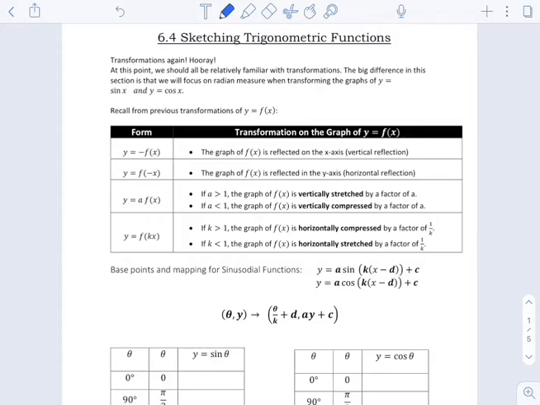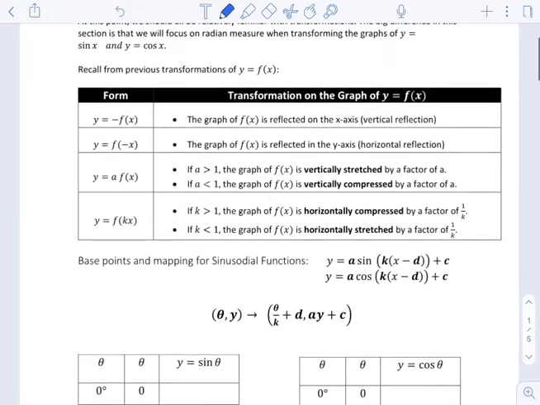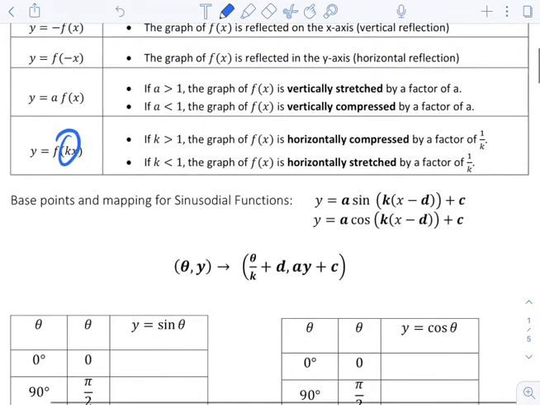So we know about these transformations that we have here already. If we have a negative out front, it's reflected over the x-axis. If we have the negative in with x, that's reflected over the y-axis. If we have an a value out front of our function, that's vertically stretched or compressed. If we have a k value in with our x values, that's going to be horizontally stretching or compressing it. The base form of our equations will look like these over here on the right.